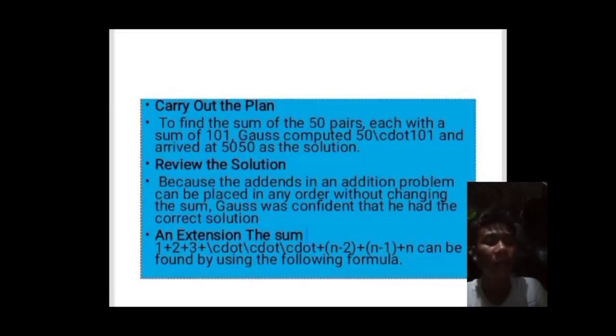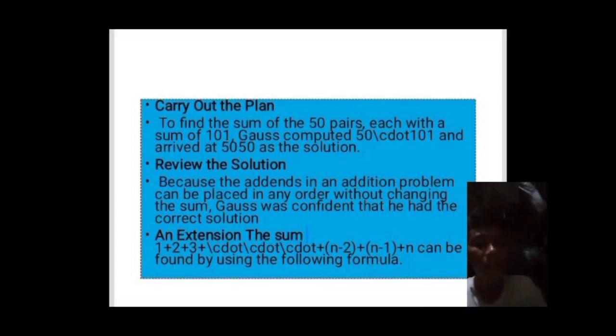Carry out the plan to find the sum of the pairs with a sum of 101. Gauss computed 50 times 101 and arrived at 5050 as the solution. Next, review the solution. Because the addends in an addition problem can be placed in any order without changing the sum, Gauss was confident that he had the correct solution.